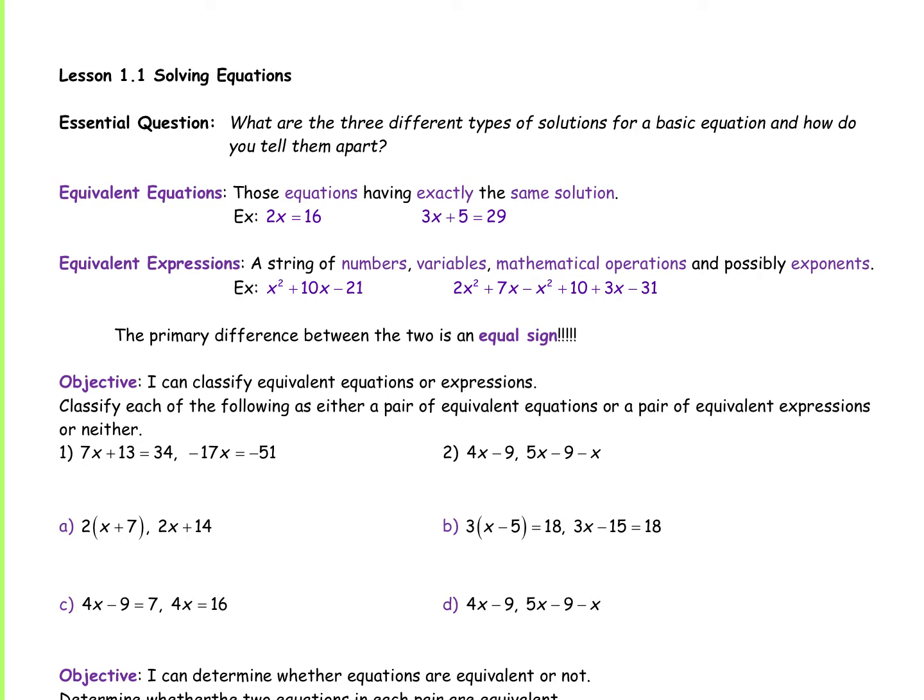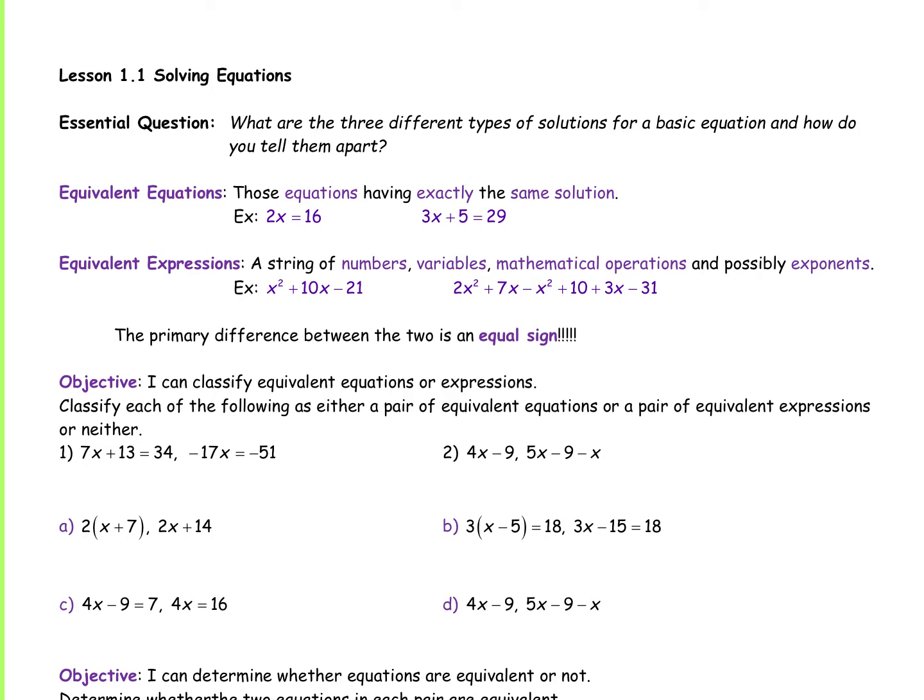Okay. Equivalent expressions: a string of numbers, variables, mathematical operations, and possibly exponents, as long as when I simplify them, they are exactly the same. The main difference between an expression and an equation is an equation has an equal sign. That's it. Okay? An expression does not have an equal sign. An equation has an equal sign.